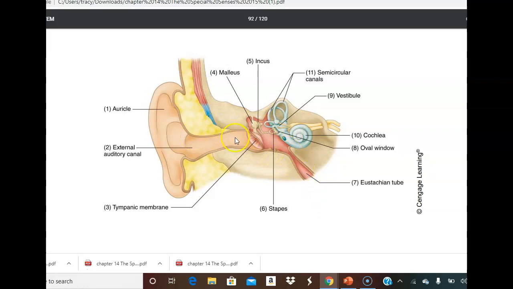Here's our eustachian tube. Don't get this tube mixed up with this one. Okay, this canal is different than this tube. This tube leads to the nose and throat. If we were over here, we would have the nose and the throat.